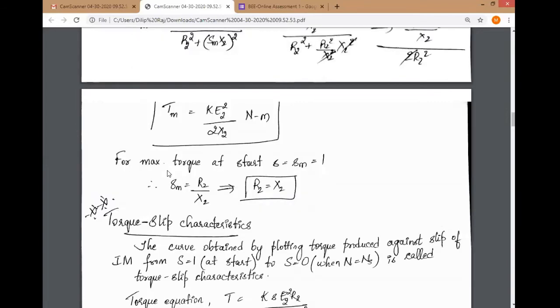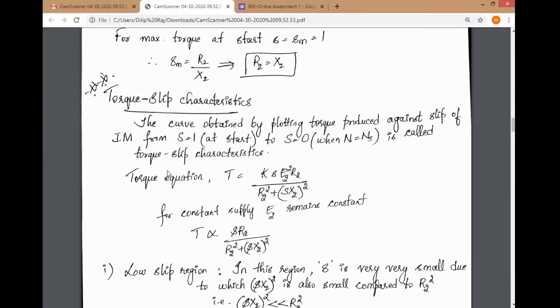The third topic is torque slip characteristics. This is also a very important topic to be known with respect to the three-phase induction motor. A curve obtained by plotting torque produced against the slip of an induction motor is what is called torque slip characteristics. This slip varies from 1 to 0. 1 is at starting, that is when N is equal to 0, and S is equal to 0 when your speed is exactly equal to synchronous speed. So a graph of torque with respect to slip is what is regarded as torque slip characteristics.